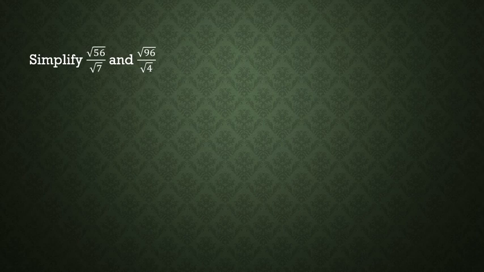Now let's see how we can use that quotient property to simplify radicals where we have quotients involved. So we're going to simplify the square root of 56 divided by the square root of 7, as well as the square root of 96 divided by the square root of 4. So first one there, we have the quotient of the square roots.